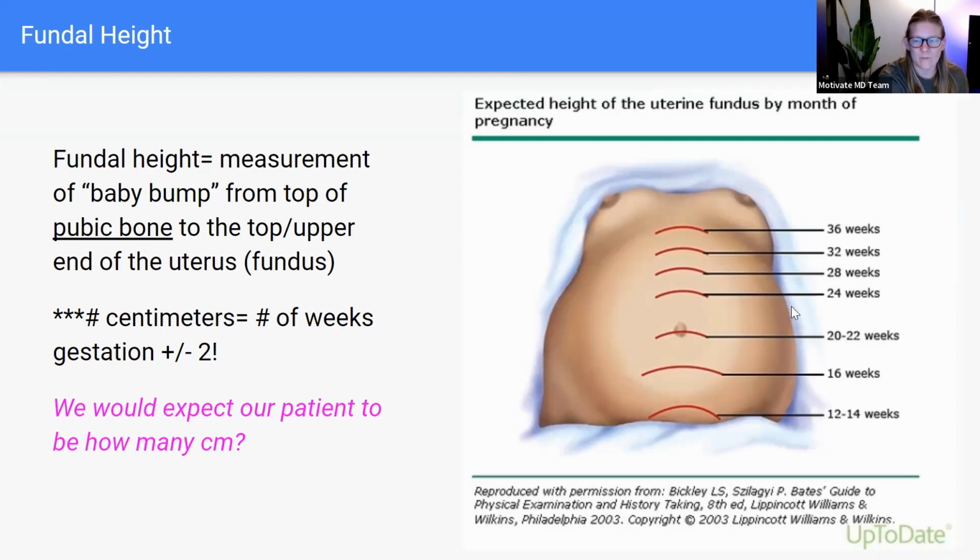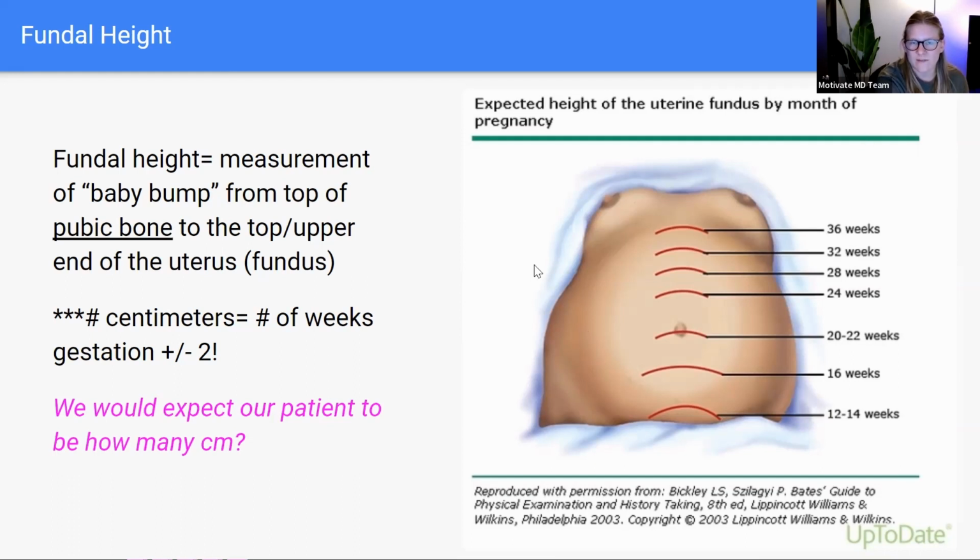So with that being said, if our patient is 40 weeks pregnant, what would the range be for her expected fundal height? Any guesses? Yeah, perfect. So 38 to 42 centimeters is exactly right. So she was at 39, which puts her in the perfect range.